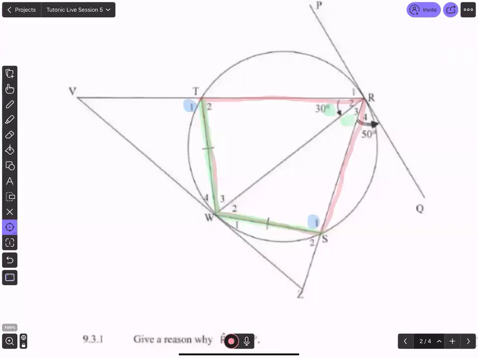So therefore W4 is green, right? What about W1? Also 30, because of R3. Right, and you actually know these angles. Do you agree? You don't actually have to do colors, but the colors help.